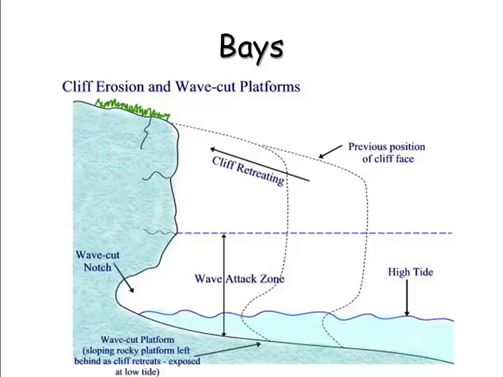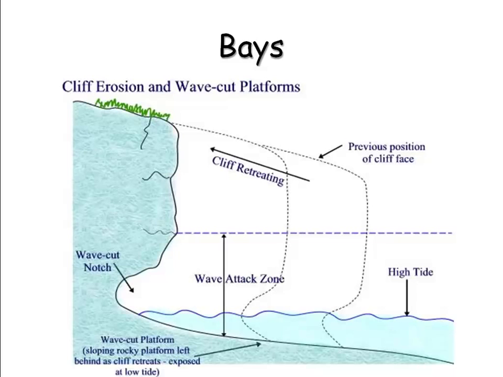The wave attack zone is fairly obviously the bit that is attacked by waves, which is, you'll notice, higher than high tide. Potentially this includes the very biggest storm waves, but the entire section of cliff that gets attacked by waves at any stage gradually wears back, and you get a wave-cut notch, this bit where the cliff is actually being undercut.